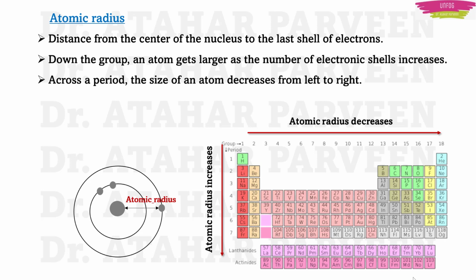Now in a periodic table, down the group, the atom gets larger as the number of electron shells increases. And across a period, the size of an atom will decrease from left to right. So, atomic radius will also decrease from left to right as you go across a period.